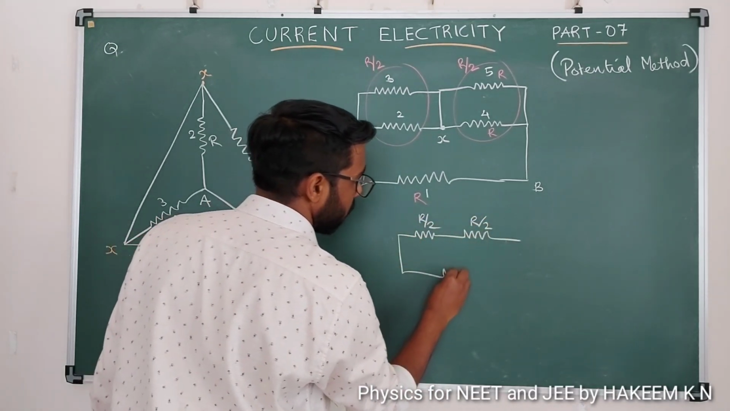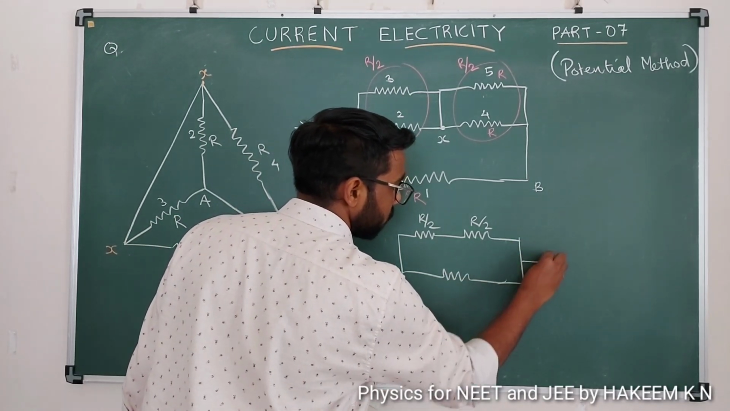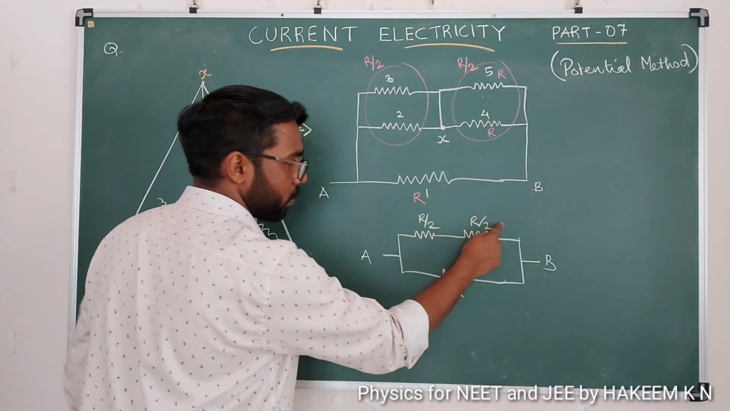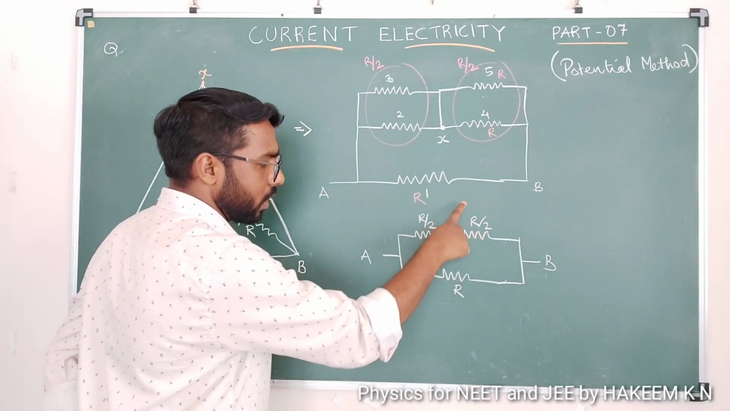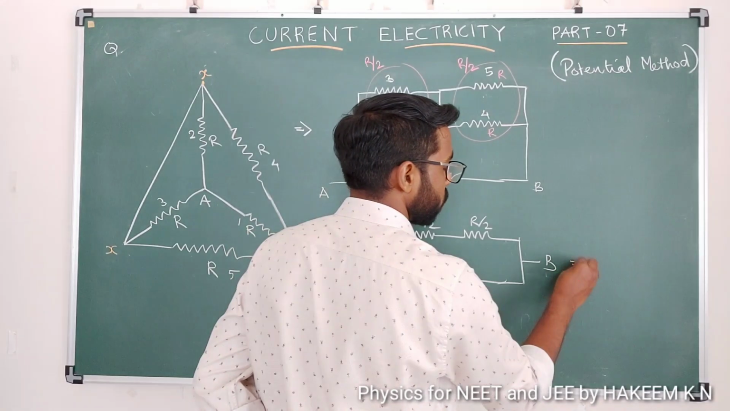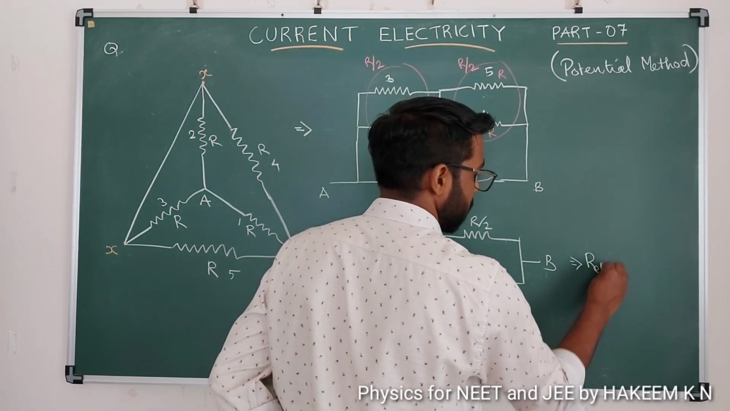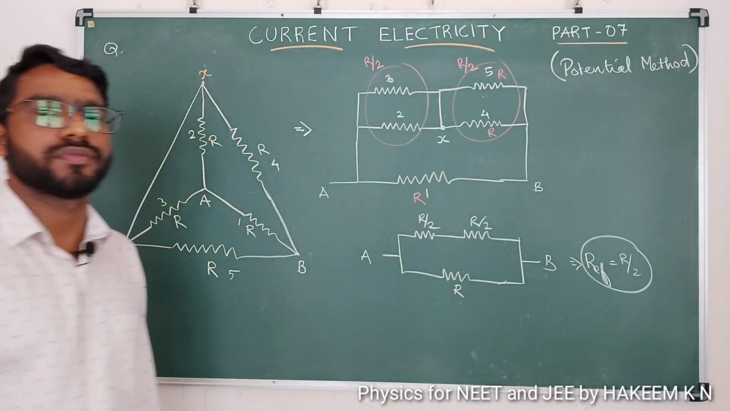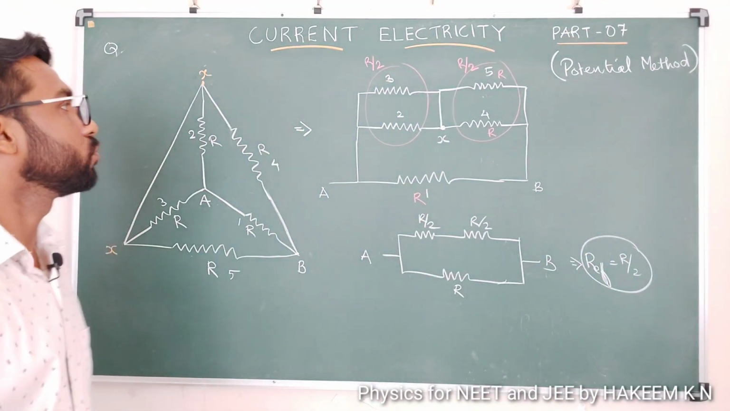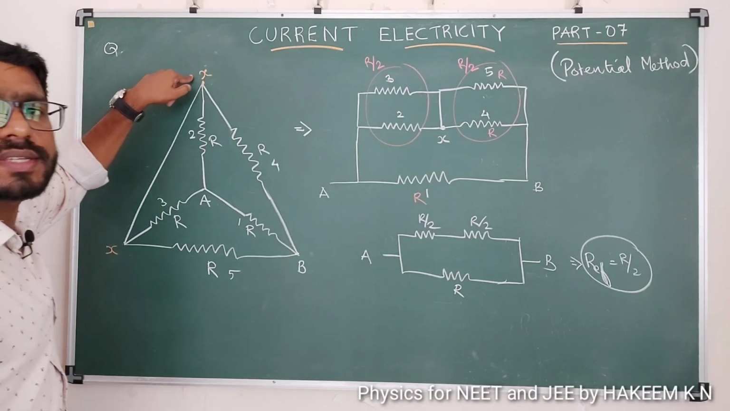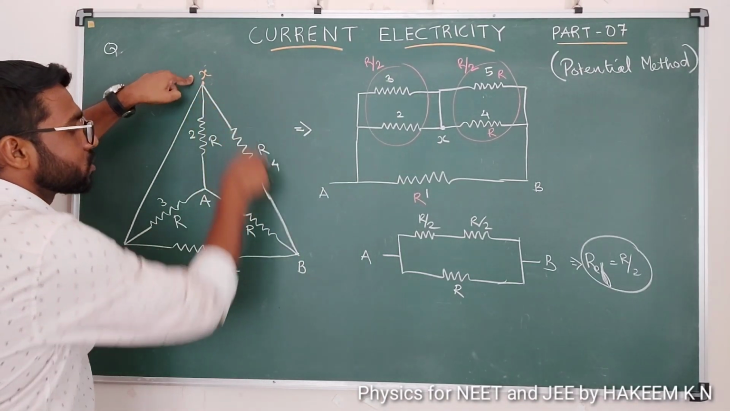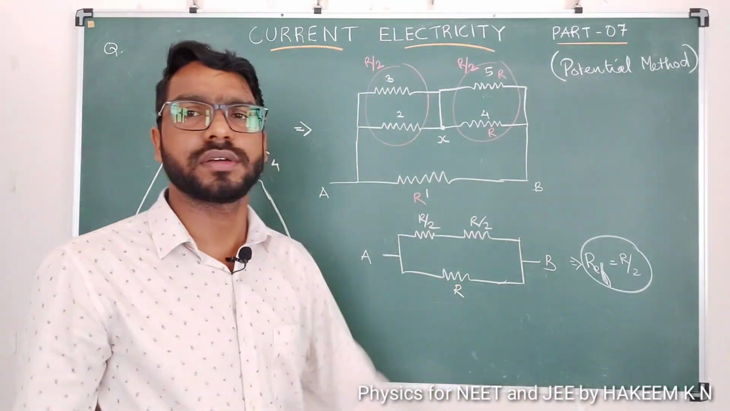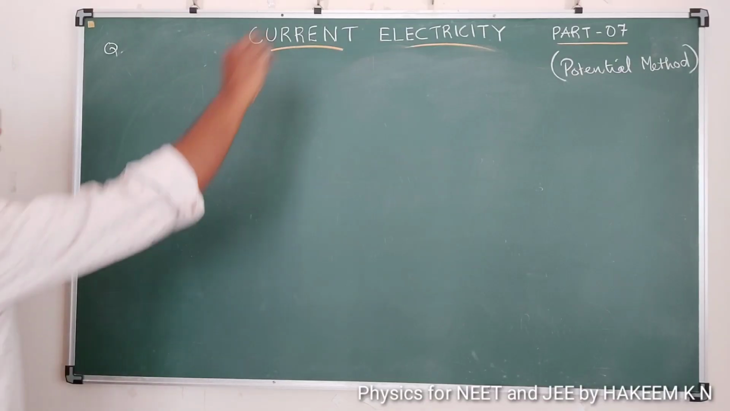And there is one R at the bottom. This is B and here it is A. So R by 2 in series, we will get R. That R and R are parallel. So effective resistance is R by 2. The point is taken as X. It is not A and it is not B. So drawing the equivalent network, we will get the resultant. Next question.